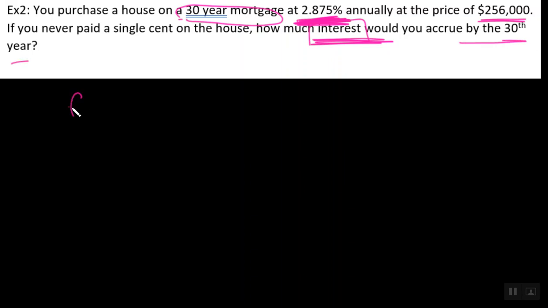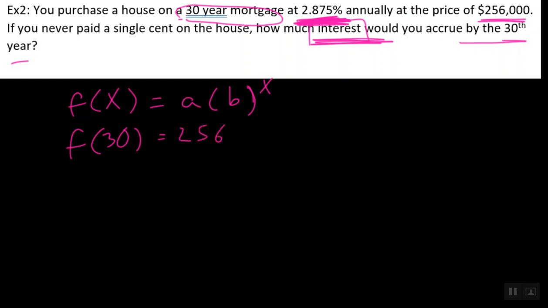All right, let's go ahead and start out with our function. f of x is equal to a times b to the power of x. Now, one mistake that I made in our last one was not changing the x value there. So we're going to talk about this over the course of 30 years. And our starting amount, our a value, is 256,000 times whatever the growth rate is to the power of 30.